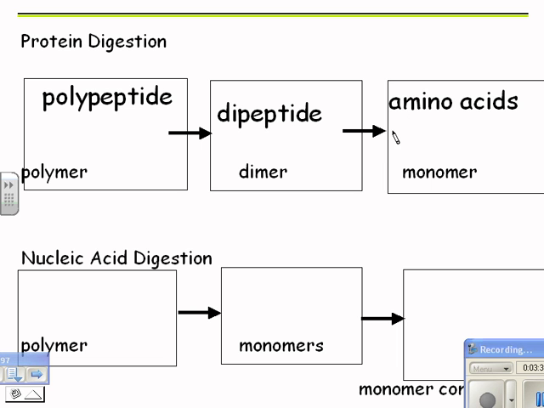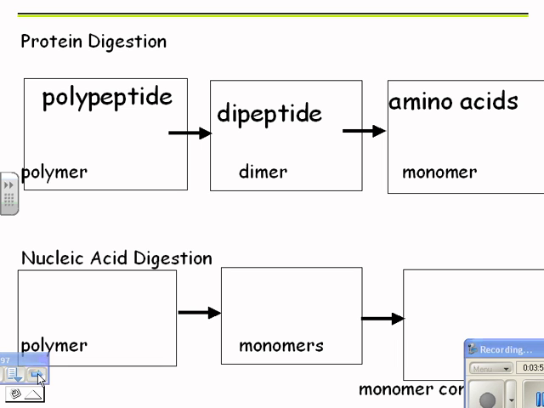For each of these types of macromolecules, the carbs, the lipids, the proteins, and the nucleic acids, you'll need to know this chart. You'll need to know the polymer, the dimer, and the monomer for the most part, and you'll need to know the enzymes that break them down, and then what part of the body they work in. Is it the mouth or the stomach or the small intestine?